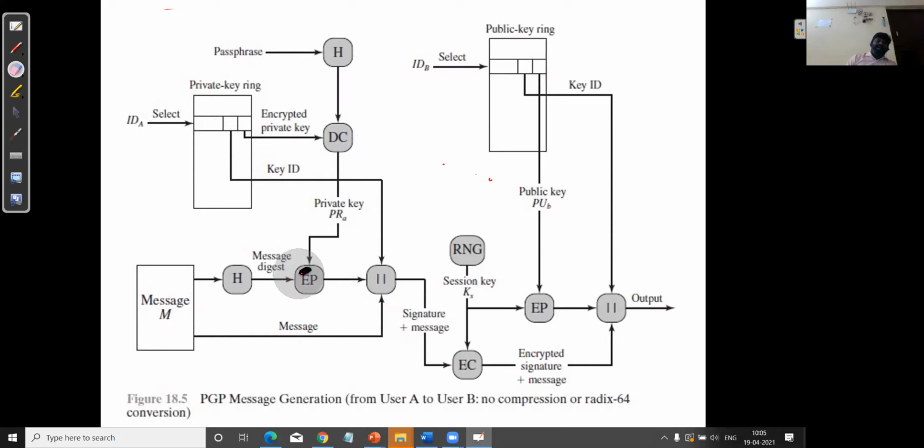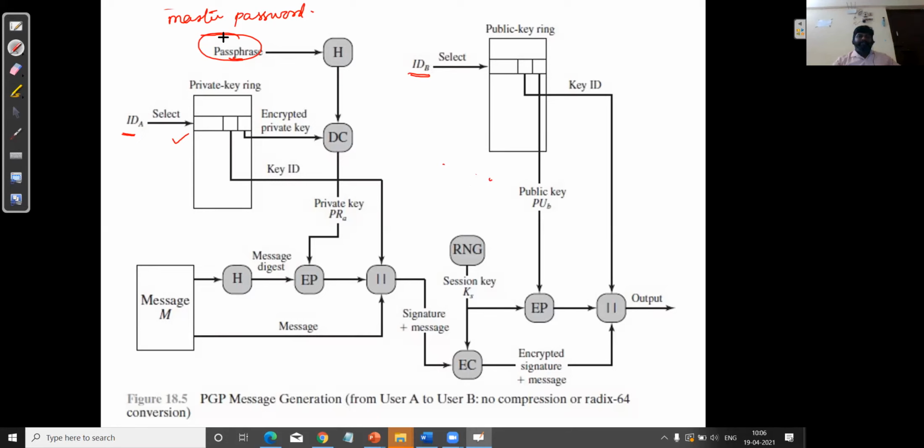Next, we'll explore how the PGP message generation takes place from user A to user B, without compression algorithms. We'll quickly understand. This is a passphrase. The passphrase is the value entered by the user, so let's assume this passphrase is the master password. Here we have the private key and identity in user A's private key ring, where he has the private keys and different information. Again, here is the public key ring, which has user B's public key.